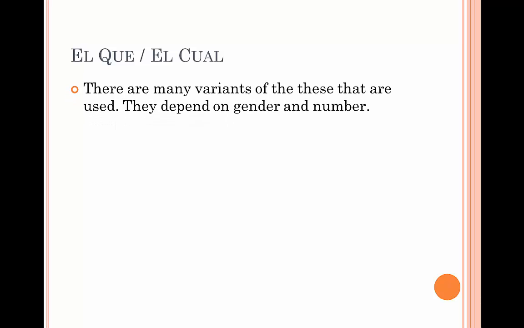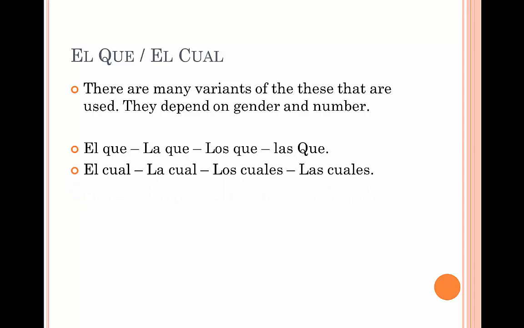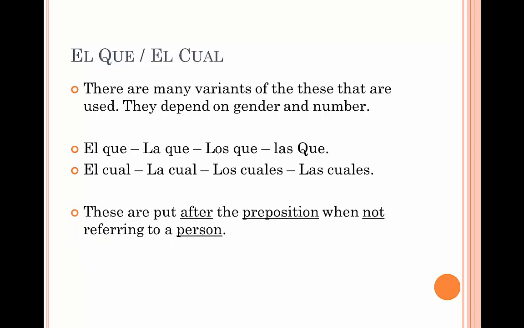Now we're going to look at el cual and el que. These are used as many variants because they depend on gender and number. El que, la que, los que, and las que are examples of this. El cual, la cual, los cuales, and las cuales are the gender variations for el cual. These are put after the preposition when not referring to a person, however. For example, fue la noche en el que me enamoré. This means it was a night in which I fell in love.